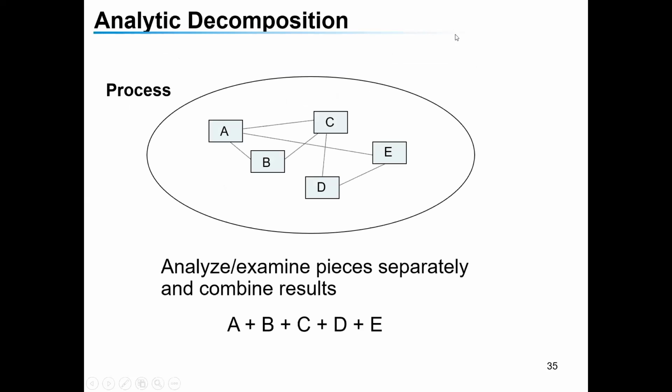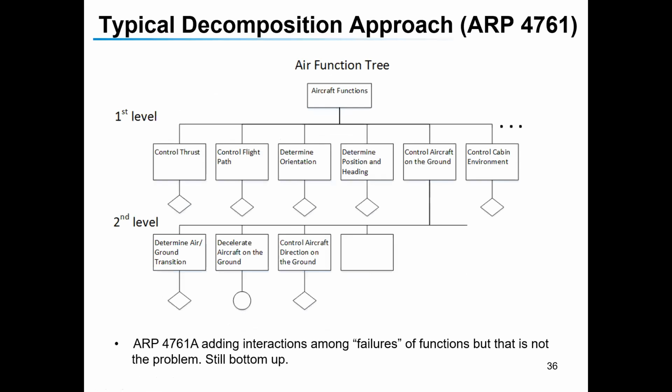Okay. So we have a process, and what we do is break the process into pieces, analyze or examine the pieces separately, and combine the results. And so we look at the reliability of each of the components, and we combine that for a system reliability. It works for some problems. It no longer works for most of the systems we have today. But it's what we typically do.